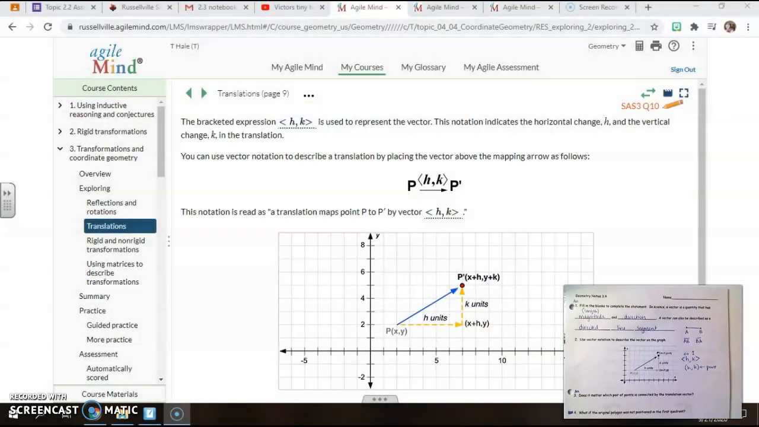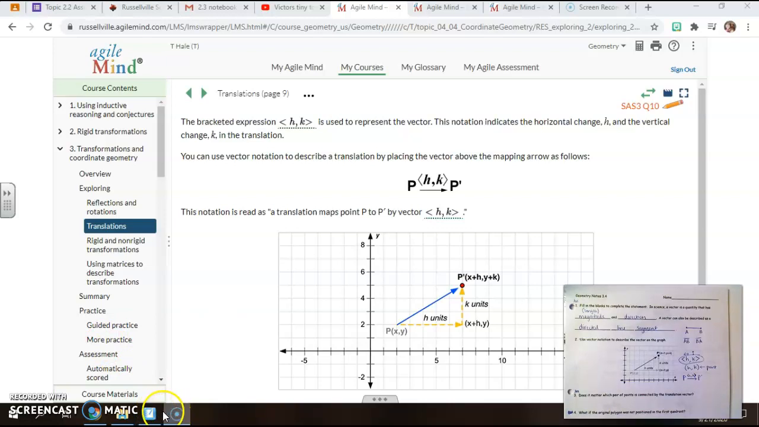So another way to represent that we're talking about point P going to point P prime is we can say P and then draw an arrow showing it's mapping to P prime and put that vector notation on top of that arrow to show what translation is occurring going from P to P prime. But most of the time we'll just write it with the angle brackets. We won't actually show P mapping to P prime. We'll just use the vector notation and angle brackets.